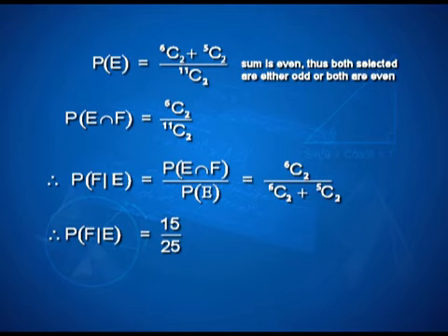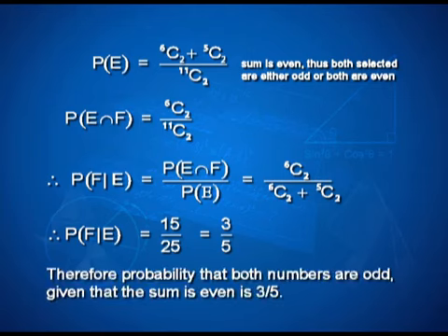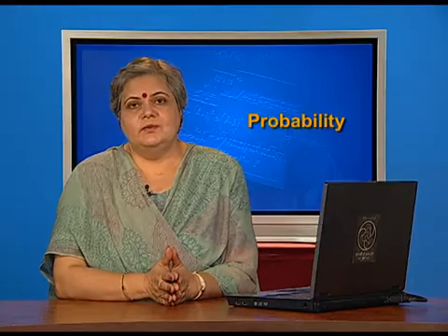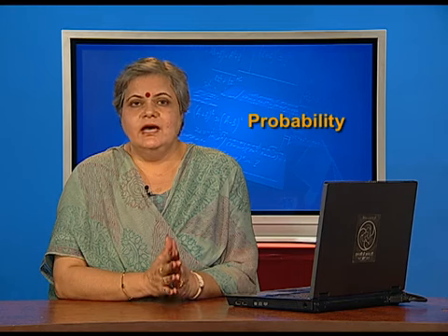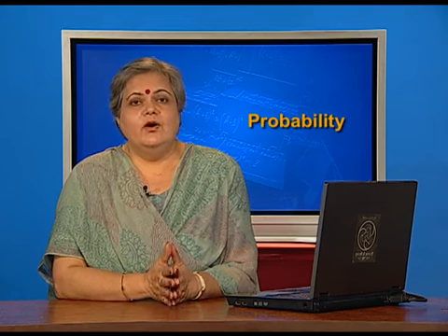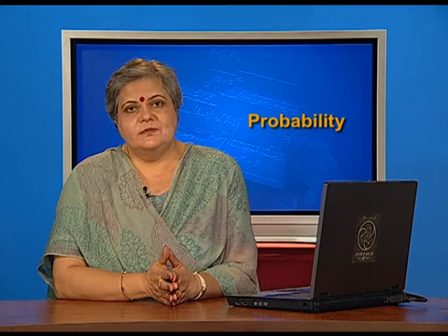Therefore, probability of F given that E has occurred by the formula would be probability of E and F divided by probability of E. Now, it is just simple calculation knowing what nCr is, and it results in 3 by 5 as your answer. So, the probability that both numbers are odd given that sum is even is 3 by 5. So, this was all about conditional probability. Given one event has occurred, what is the probability of another event happening in a certain experiment?